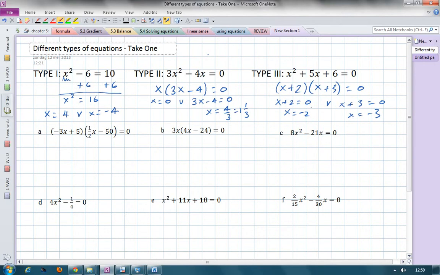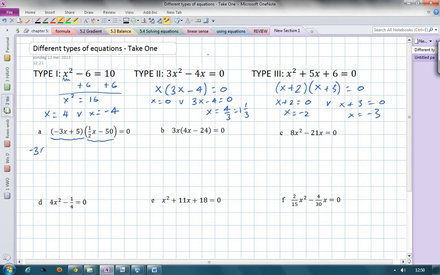Right. I'm looking at this first one, and the first one doesn't really look like any of the three types, and that is because it isn't, and that is because it's really already solved for you. It's already done, really, because what we have here is the product of two factors. Those two factors are given to you, and the product of those two is equal to 0. That means that one of the factors must be 0.